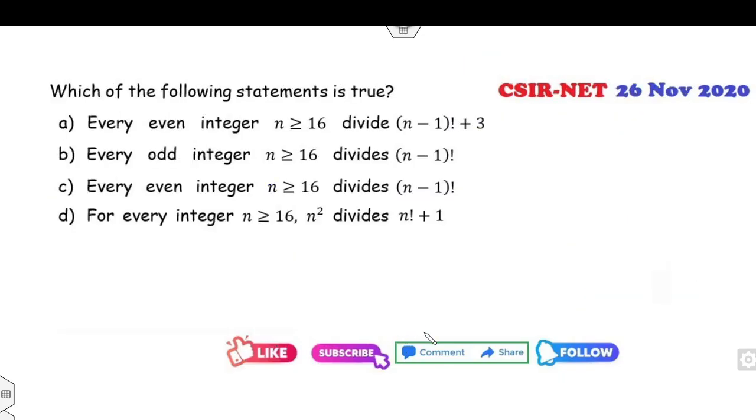Which of the following statements is correct? Very simple. Can you solve this? I will give you 15 seconds. Can you solve this question? You can pause the video and then solve it.